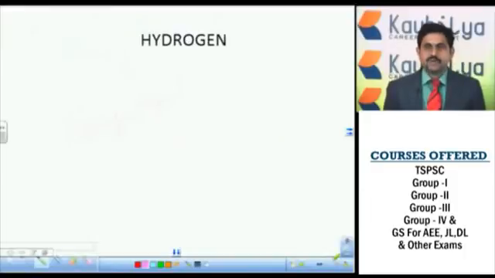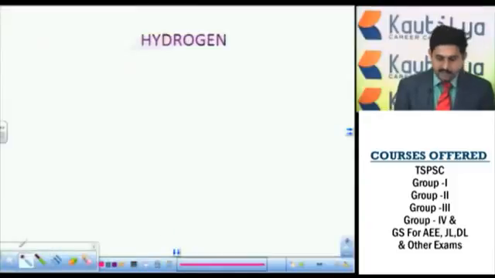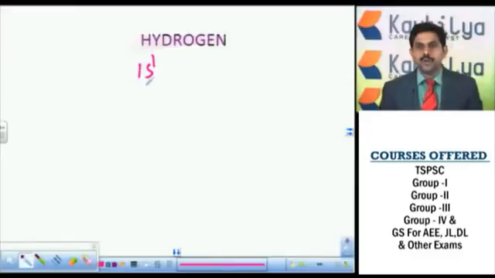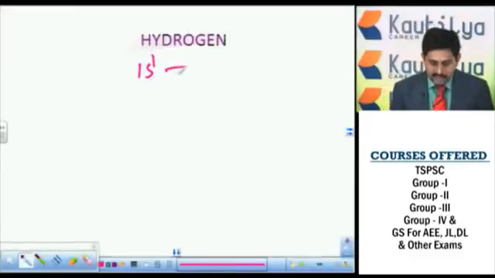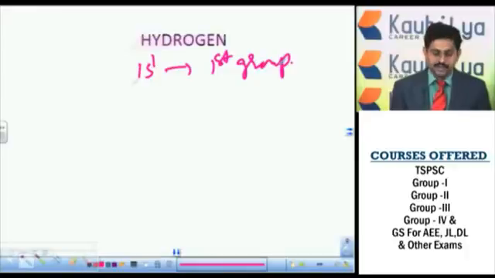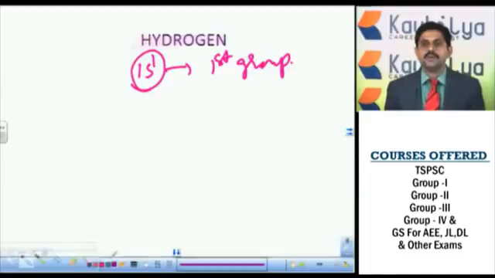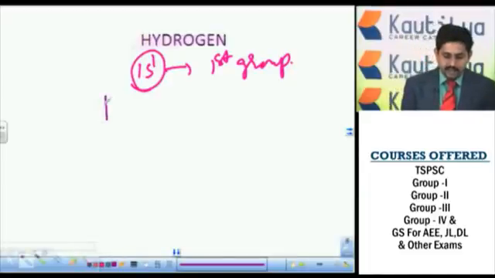Then the next topic, that is called hydrogen. I told you this hydrogen actually does not belong to the first group elements, but being it is having one electron in the outermost orbit, its electronic configuration is 1s1. So because of having one electron in the outermost orbit, we are considering it under first group elements, but the position is not given. But actually it is not considered. It is not given any particular place in a periodic table. It is kept separate in a periodic table.